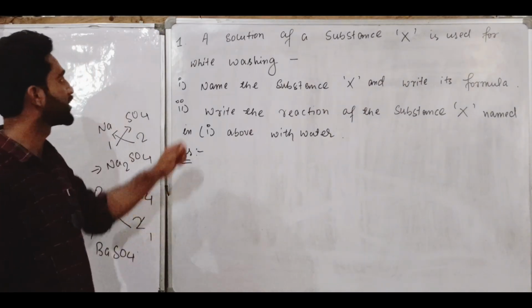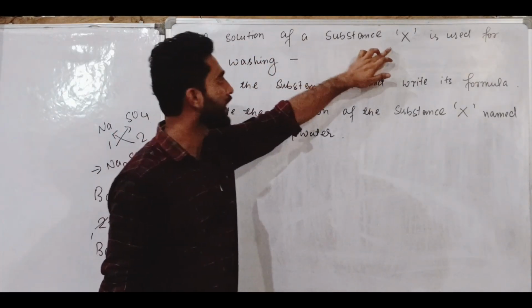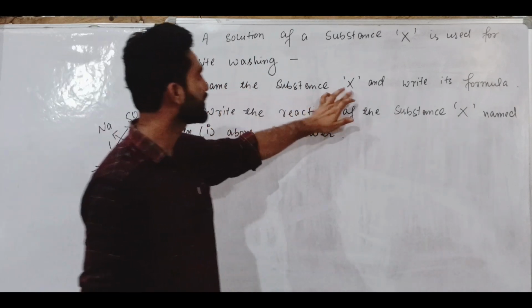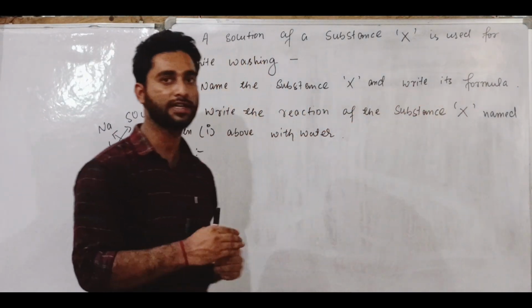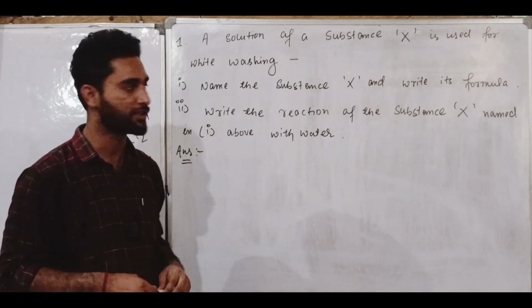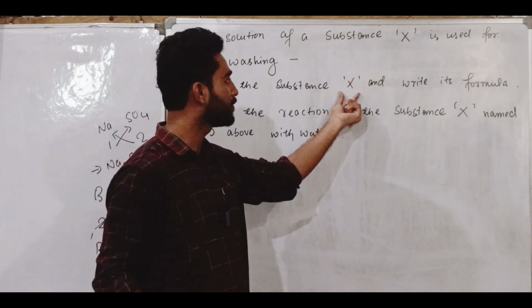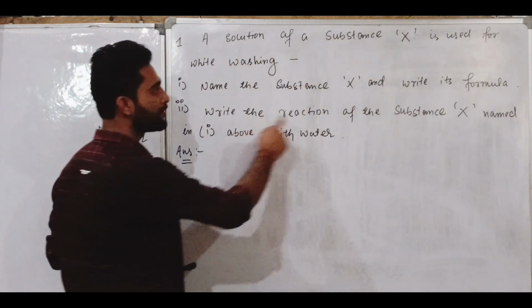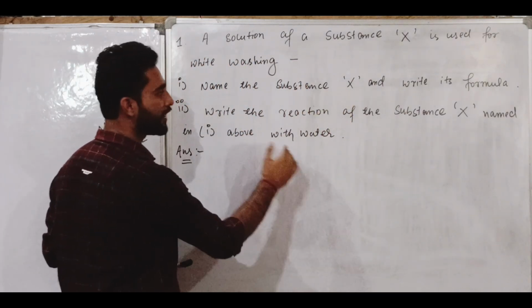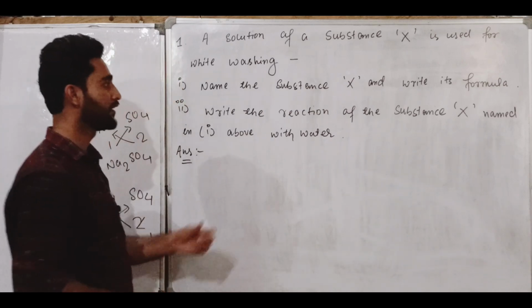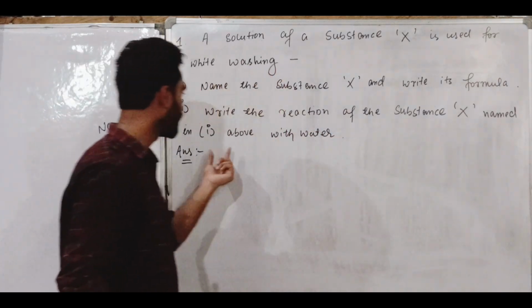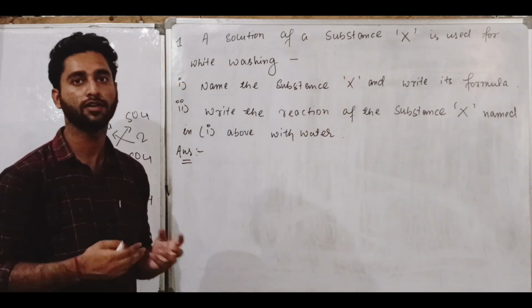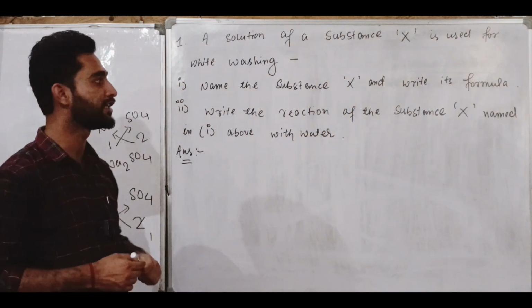Okay, now let's see the next question. A solution of a substance X is used for whitewashing. Name the substance X and write its formula. So a substance is there which is used for whitewashing. First we have to name the substance X and write its formula. Then according to the second question, if this X reacts with the water, what will be formed? We have to write the reaction between the substance X and the water. Now the substance which is used for whitewashing is called quicklime, or it is also called calcium oxide.